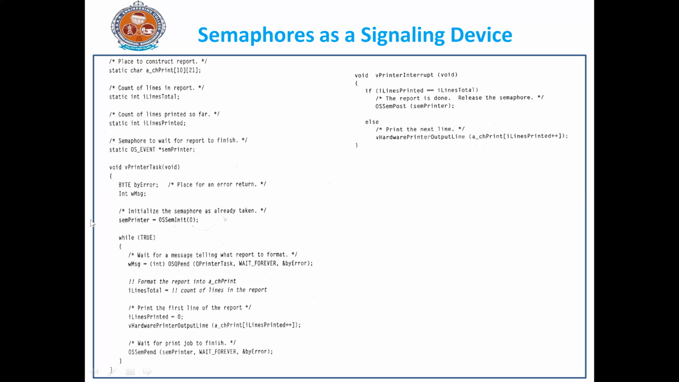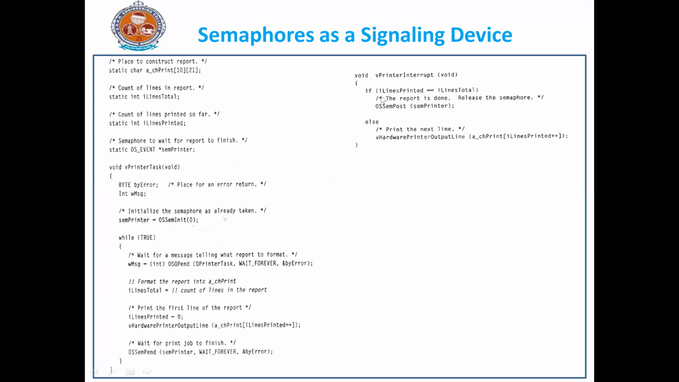So here we have two different tasks: one is the vPrinter task and the other is the vPrinter interrupt. One task is preparing the report and the other is printing the job. The task waits for the semaphore after it has formatted each report. The interrupt routine signals the task when the report has been fed to the printer by releasing the semaphore.